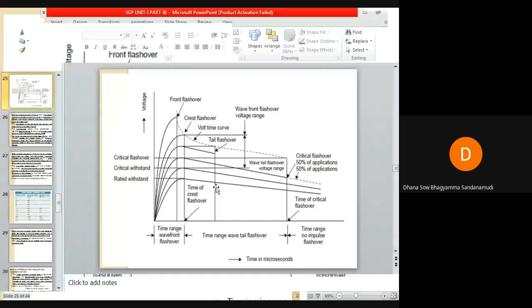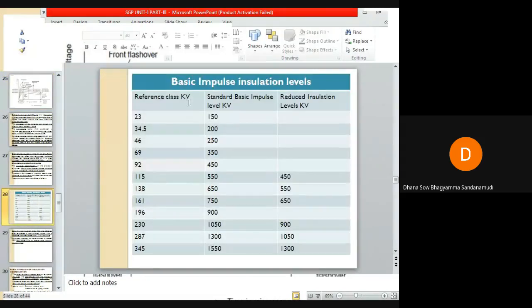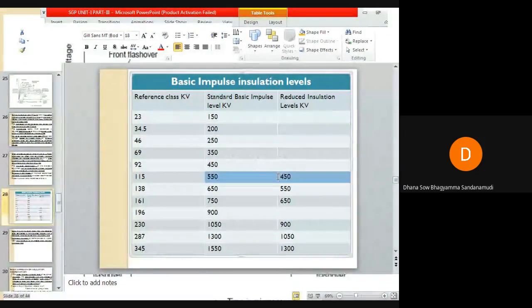Let us see those standard insulation levels, the basic impulse insulation levels. These are the reference values for the equipment based on their ratings. This is the standard basic impulse level, and this is the reduced impulse level. For example, if the rating of the equipment is around 115 kilovolts, the insulation level should be around 450 to 550. So the minimum insulation level required is 450 for equipment whose reference value is around 115 kilovolts.